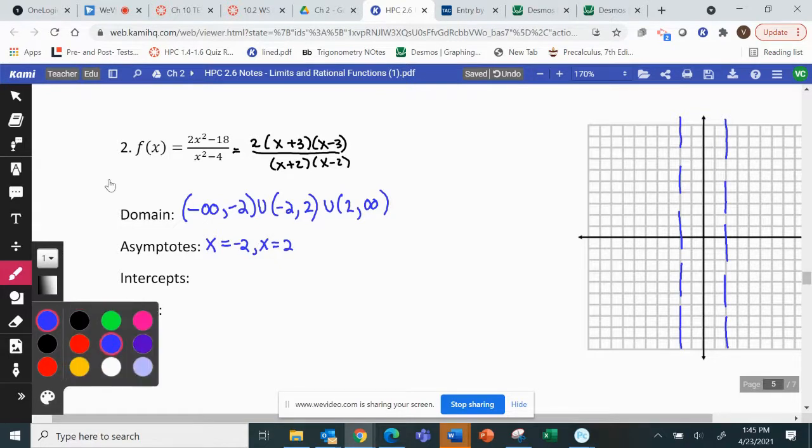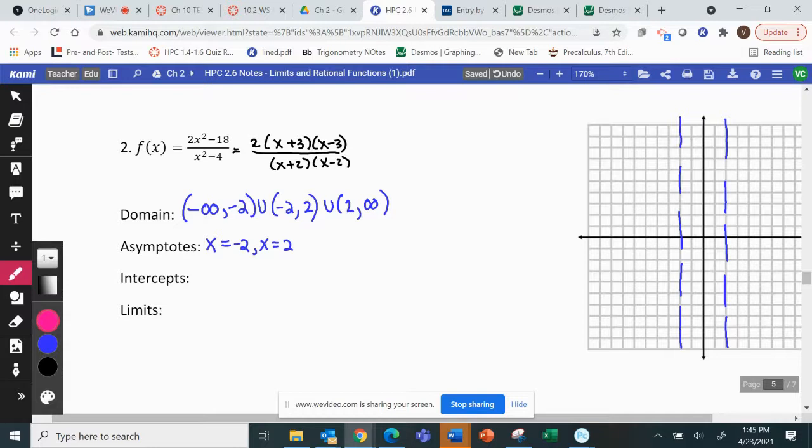We can find the x and y intercepts. And it really doesn't matter which equation you use for x and y intercepts or for a lot of the stuff. Sometimes it's easier to use the original, and sometimes it's easier to use the factored one. That's what you figure out as you're doing this stuff. So if I'm going to find f of 0, if I'm finding the y-intercept, maybe I'll use the original. 2 times 0 squared minus 18 over 0 squared minus 4. So I get 9/2.